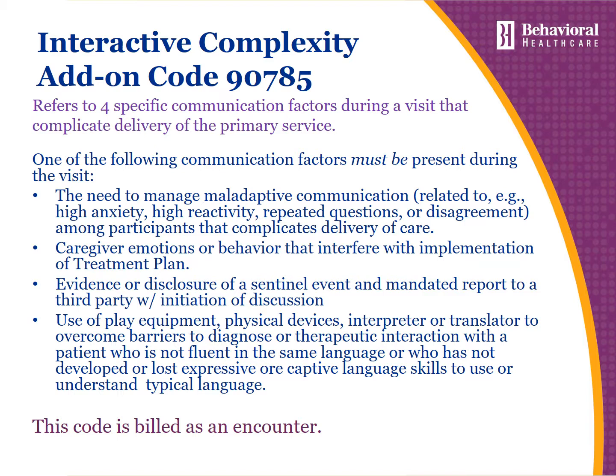Interactive complexity, code 90785, is an add-on code. This code can be billed along with another service, such as individual therapy, when one of 4 communication factors listed below are present on the date of service. As an example, you may have a client that you are treating for anxiety. On a particular session, the client may present with an unusually high level of anxiety where it is complicating delivery of care. A child may have gotten reprimanded before a session and be dysregulated. Document in the progress note the validation for use of the add-on code.